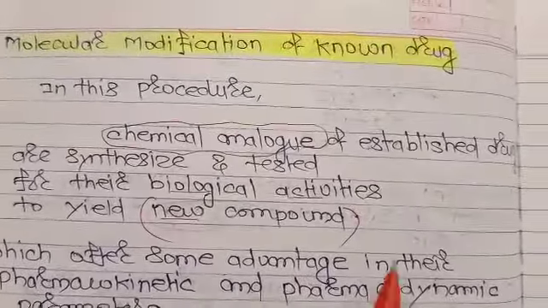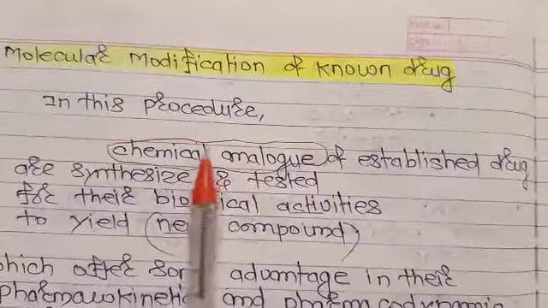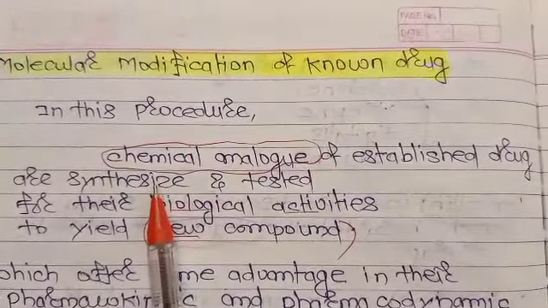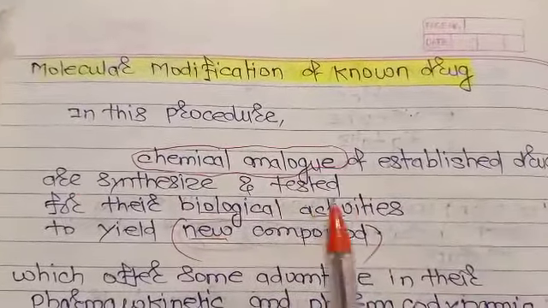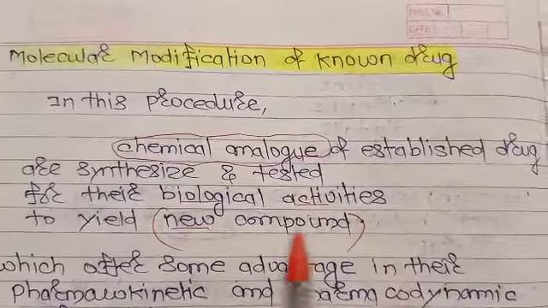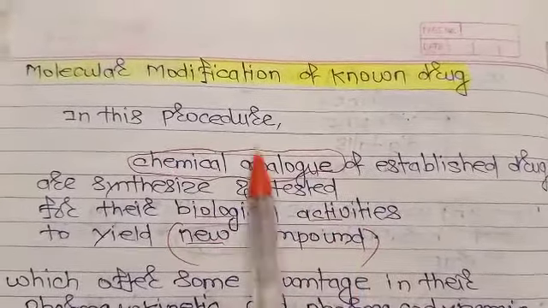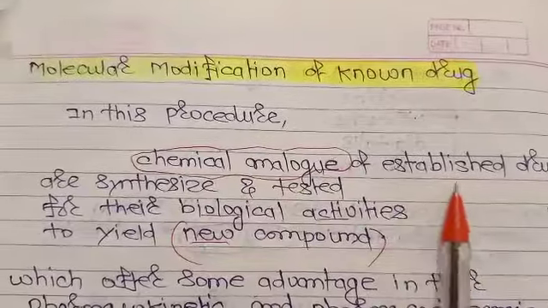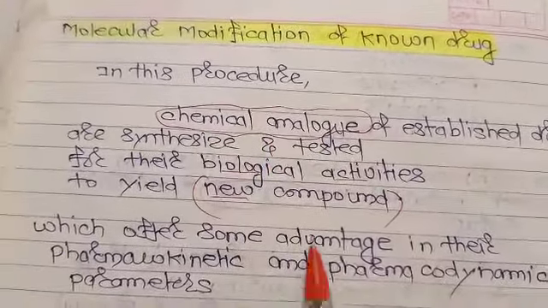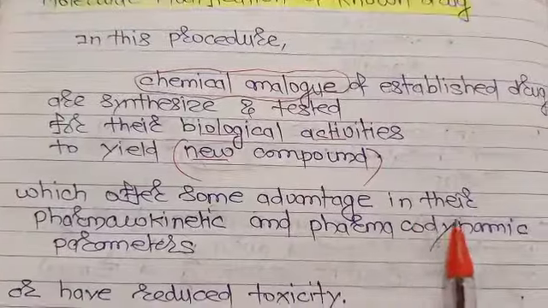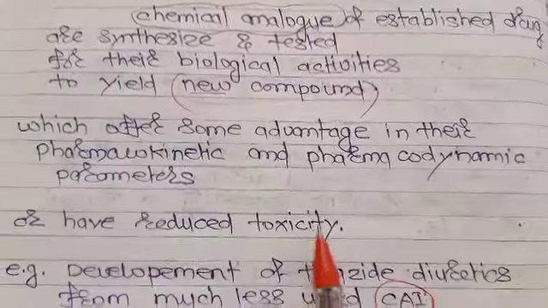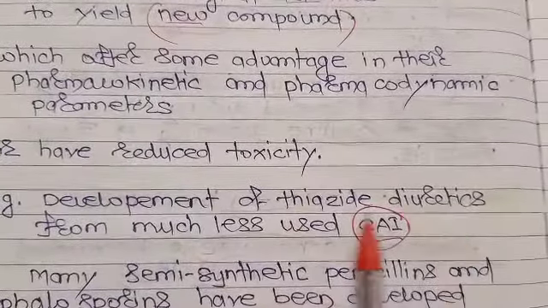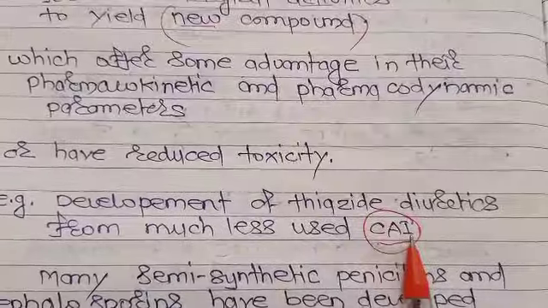Now, molecular modification of a known drug. In this procedure, chemical analogs of an established drug are synthesized and tested for their biological activities to yield new compounds, which offer some advantage in their pharmacokinetic and pharmacodynamic properties, or have reduced toxicities. For example, the development of thiazide diuretics from the much less used carbonic anhydrase inhibitors.